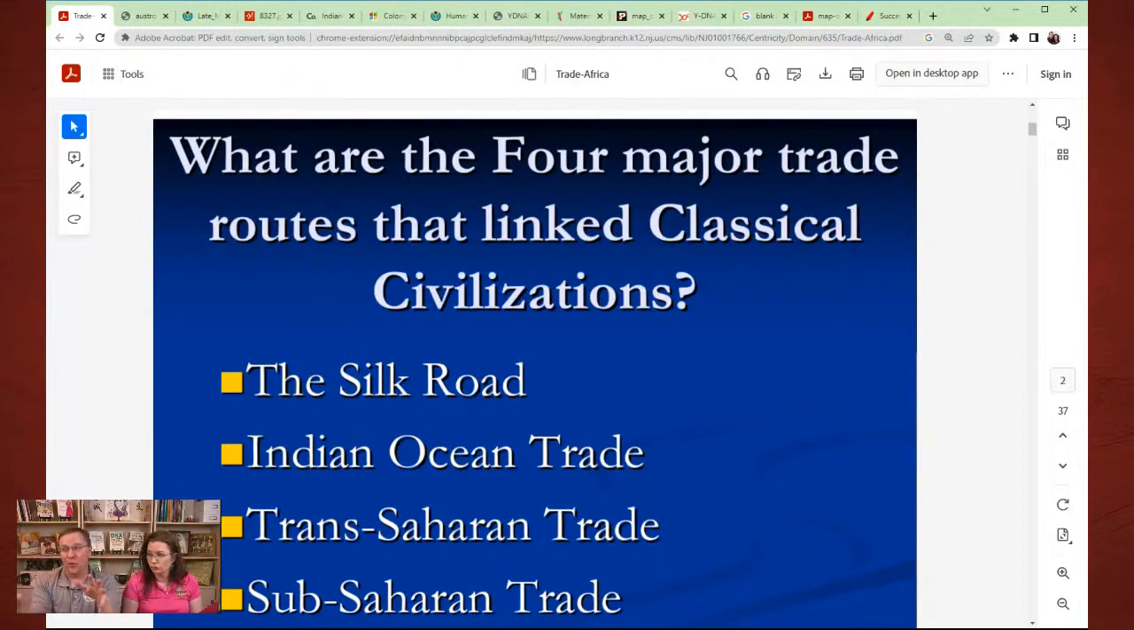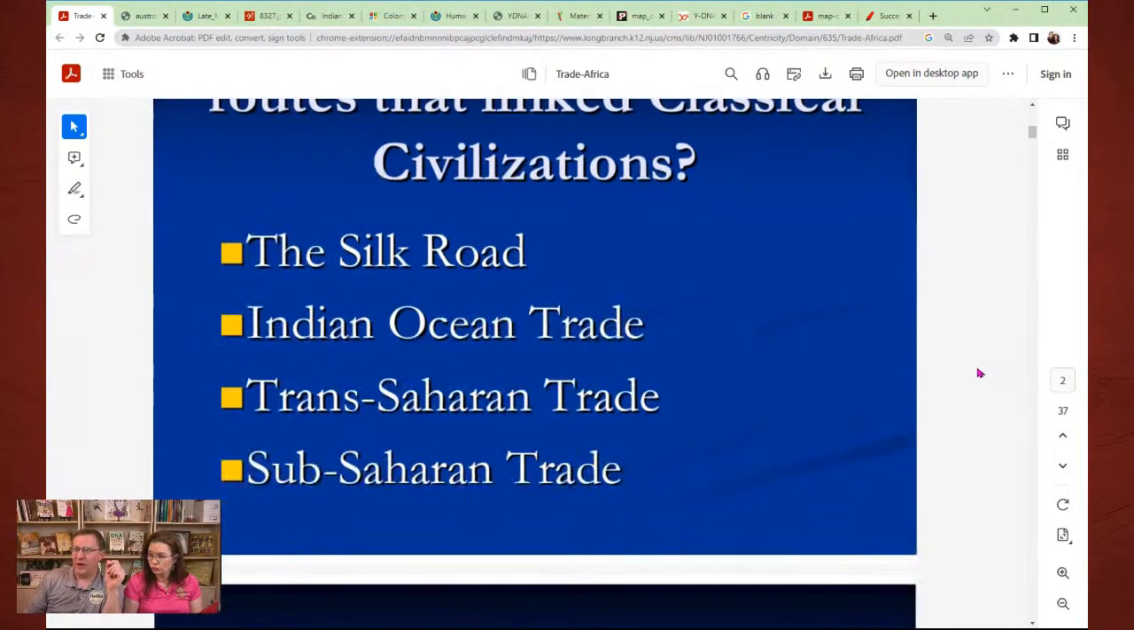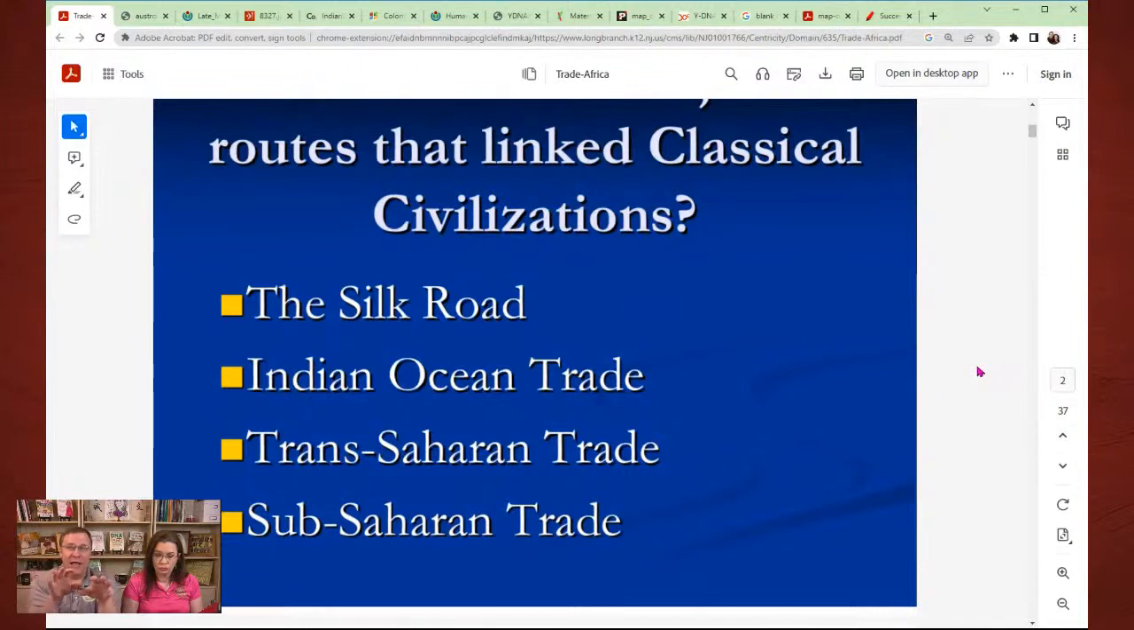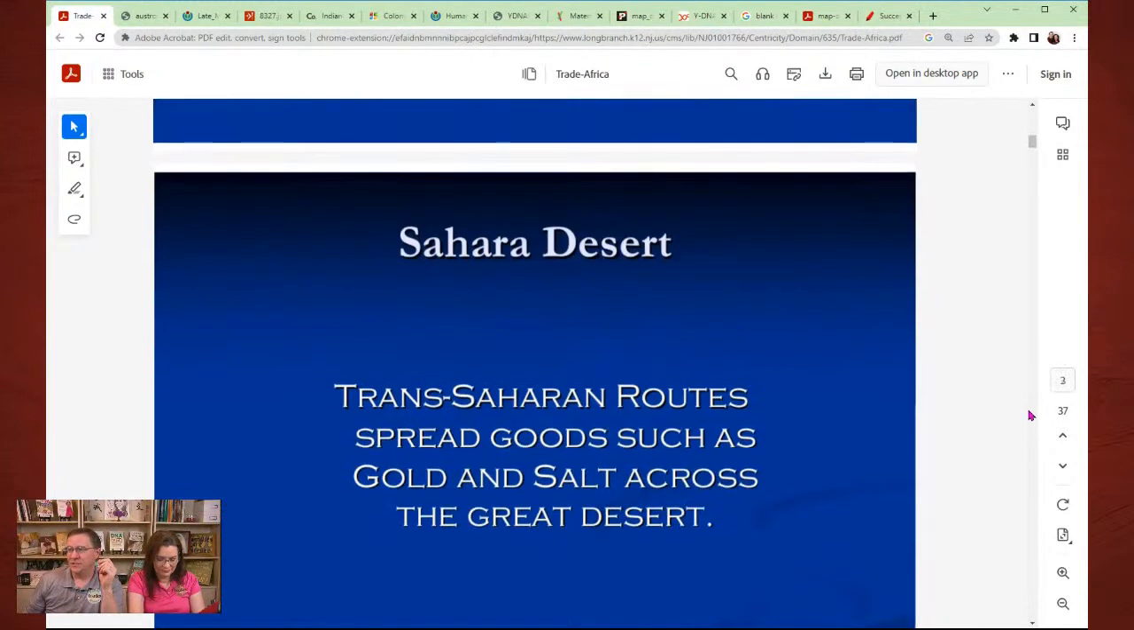Now there's four major trade routes to look at. Because trade routes develop when you have civilizations that are somewhat close to each other and that have technologies or products that other civilizations want. So you've got the Silk Road, the Indian Ocean trade, the Trans-Saharan trade, and the Sub-Saharan trade. So let's just take a look real quick.